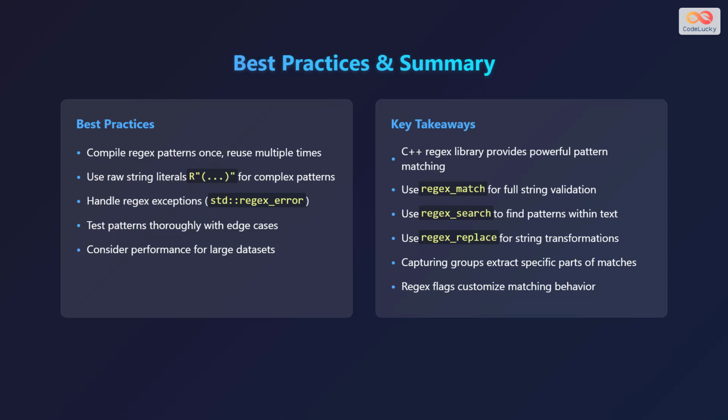Here are some best practices to keep in mind when working with regular expressions in C++. Compile regex patterns once and reuse them multiple times to improve performance. Use raw string literals, indicated by R, for complex patterns to avoid excessive escaping. Always handle regex exceptions such as std::regex_error to manage potential errors during pattern compilation or matching. Thoroughly test your patterns with various edge cases to ensure they work correctly. Finally, consider performance implications when working with large datasets and optimize your patterns accordingly.